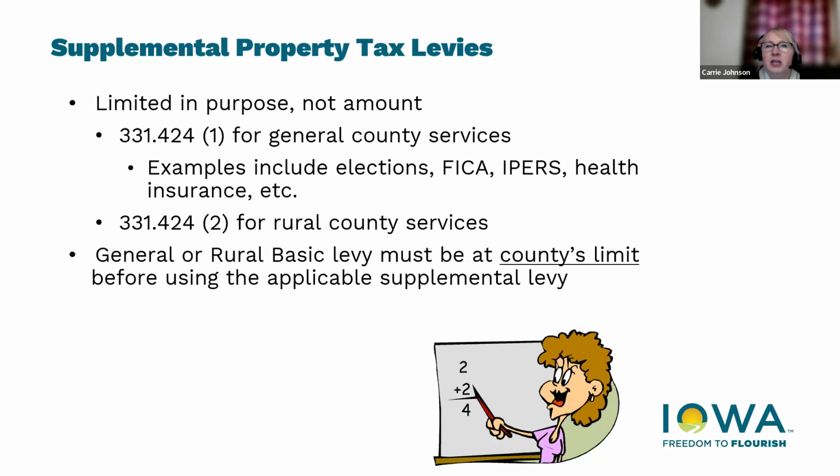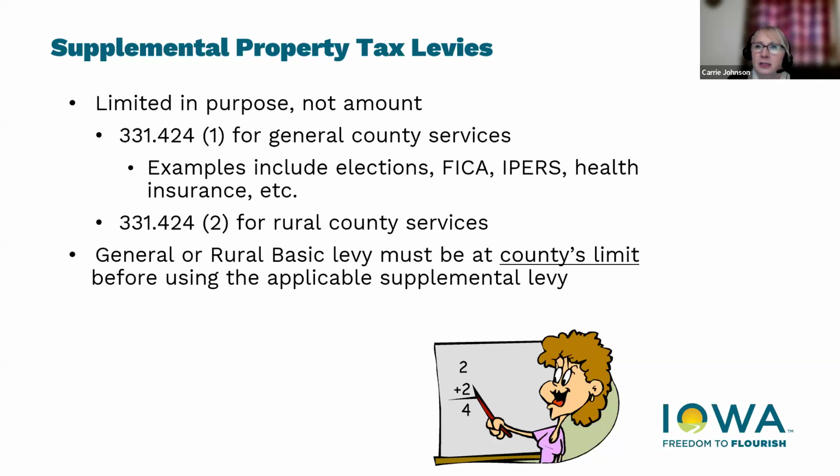Supplemental property tax levies. So for both the general and the rural, there are supplemental levies available. They're limited in purpose, but they're not rate limited. So for general county services, you'd find the allowable uses in 331.424. It's also listed in your budget instructions. Some of the common reasons why the general supplemental is used are things like elections, FICA, IPERS, health insurance benefits for those that are paid out of the general fund, etc.